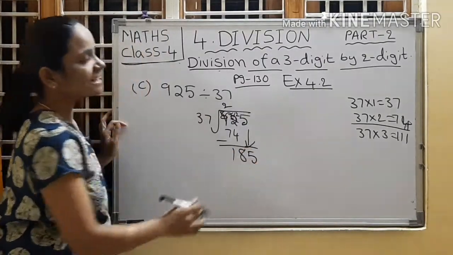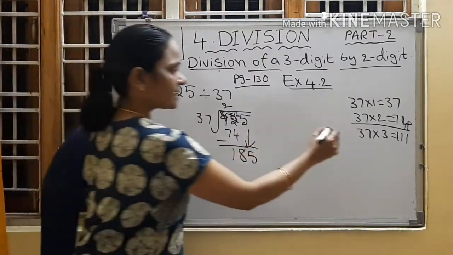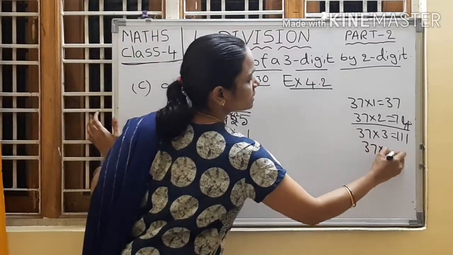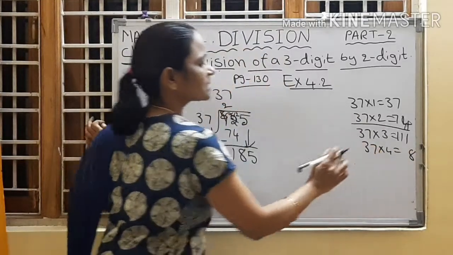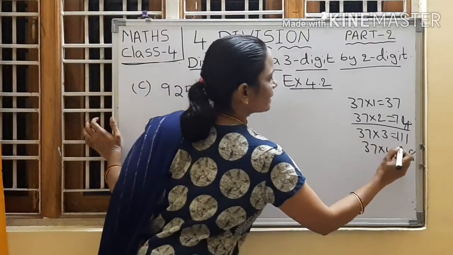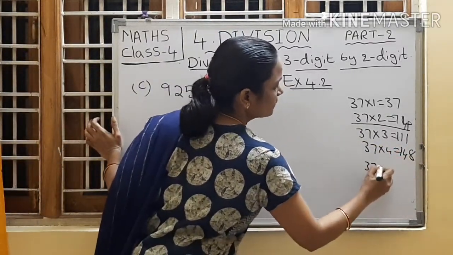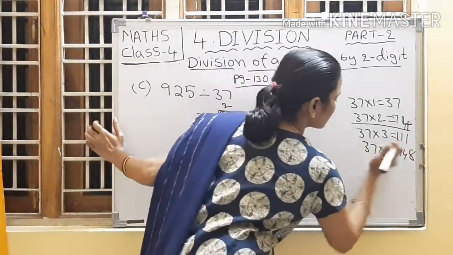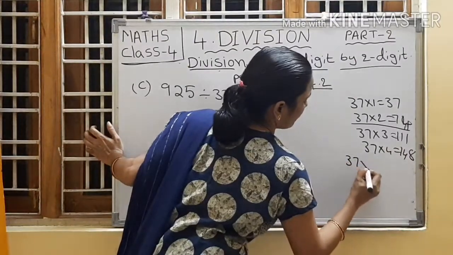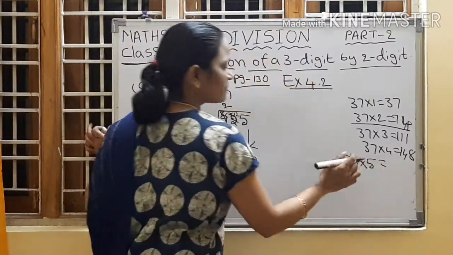Now it is 185. So now again write the table. 37 fours, how much? 7 fours are 28, 4 threes are 12, 13, 14, 148. 37 fives are 7 fives are 35.